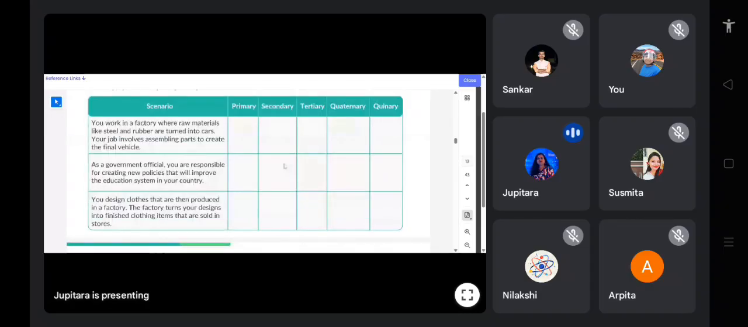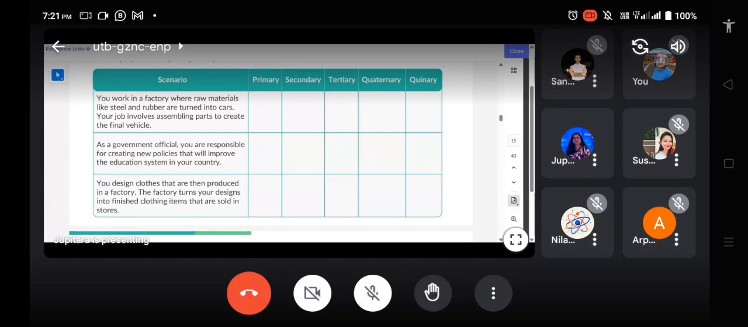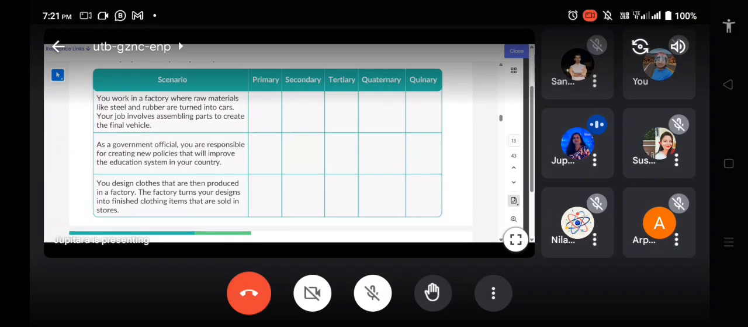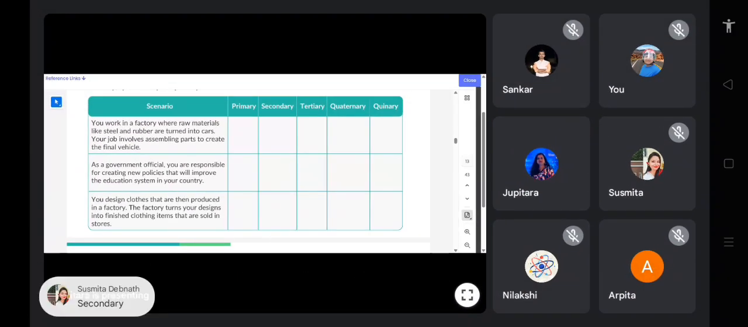You design clothes that are then produced in a factory. The factory turns your designs into finished clothing items that are sold in the stores. Which category do you belong to? This is manufacturing. If it is manufacturing, which category does it belong to? Secondary. Good.